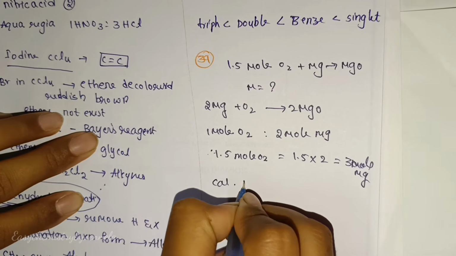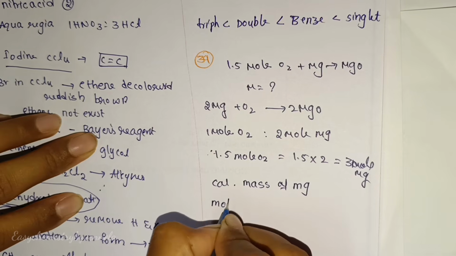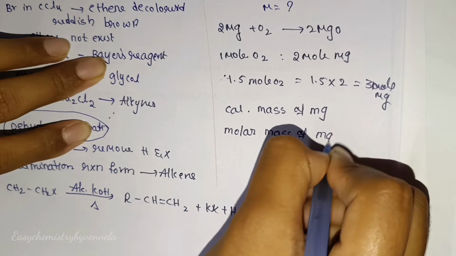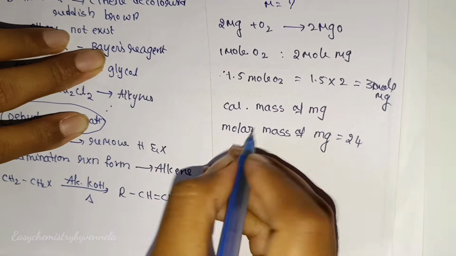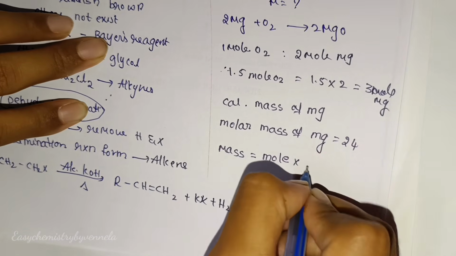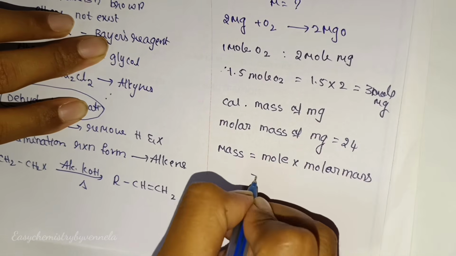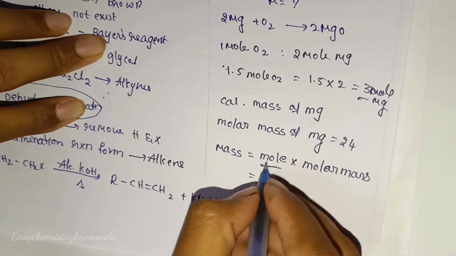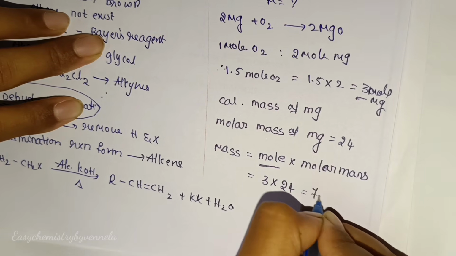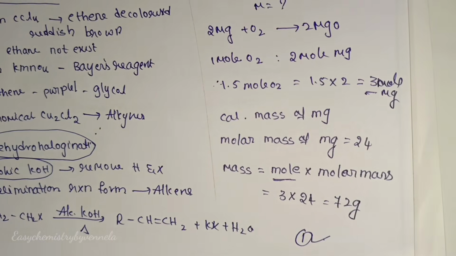Next, calculate the mass of Mg. Molar mass of Mg is equal to how much? 24. So, mass is equal to mole into molar mass. That is how many moles? 3 moles. 3 into what is the molar mass? 24. Total 72. So, correct option is the first one.